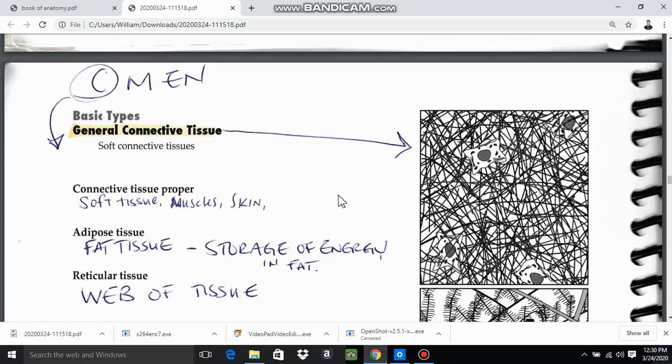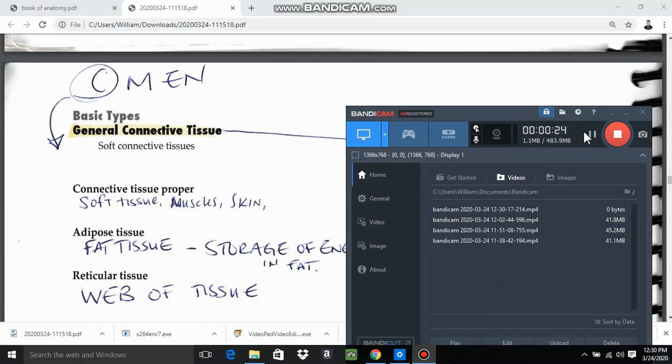There are four basic types of connective tissue. There's general connective tissue.